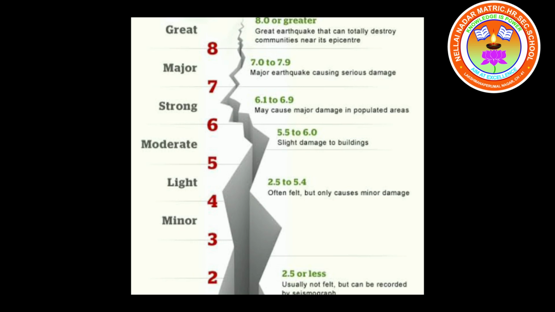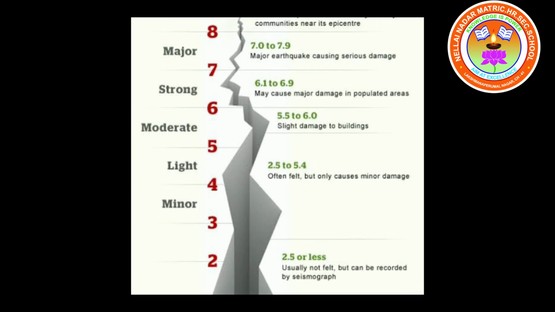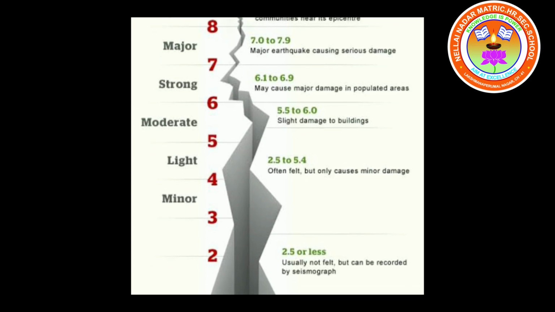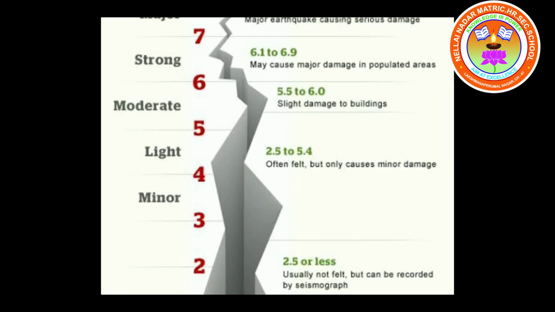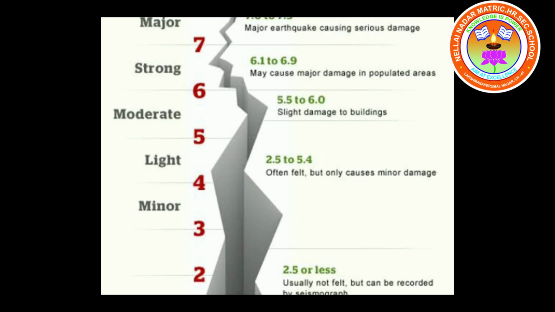It is according to the damage level and the points are given: minor, light, moderate, strong, major, great, like this it is given. 2.5 or less, it is usually not felt but can be recorded by the seismograph. And another one, 2.5 to 5.4, it is often felt but only causes minor damage. 5.5 to 6.0, slight damage to the buildings is happening. It is actually used to call the moderate level.